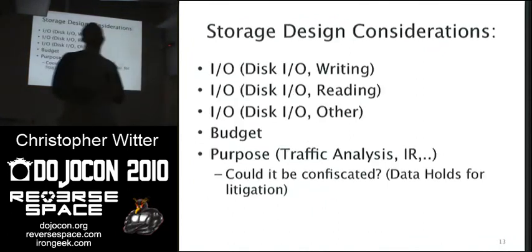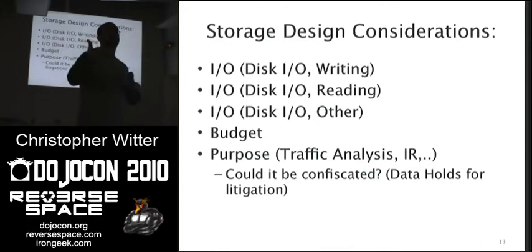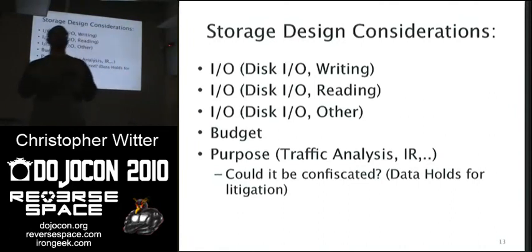Okay, so here's where you're going to spend the most money. It's the biggest deal, the storage design considerations. One, we're writing it to disk. How much traffic are we doing? Are we writing it to disk only, or after it's written to disk, do we actually want to use it? Do we want to do something with it? Do I want to run filters on it? Do I want to run a Snort rule through it? Am I going to do post-processing?